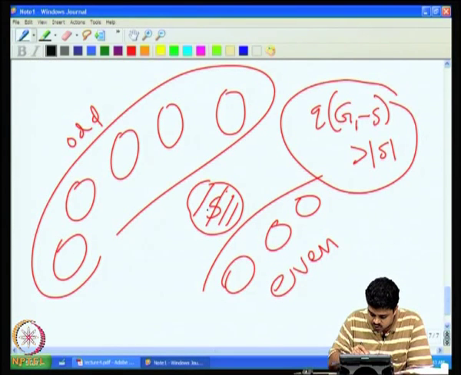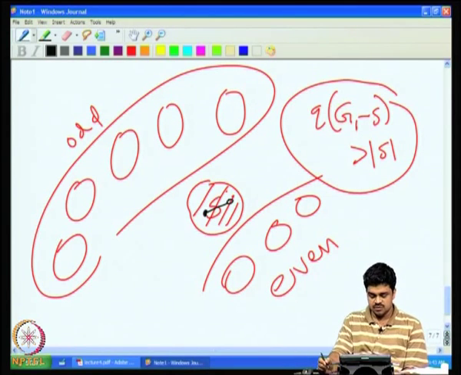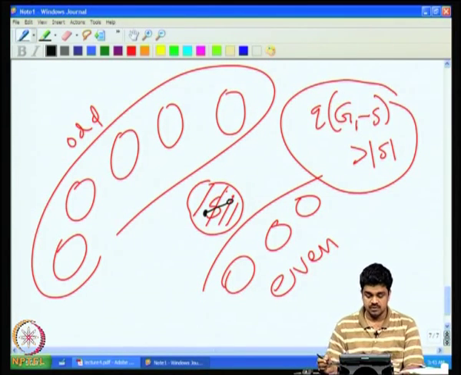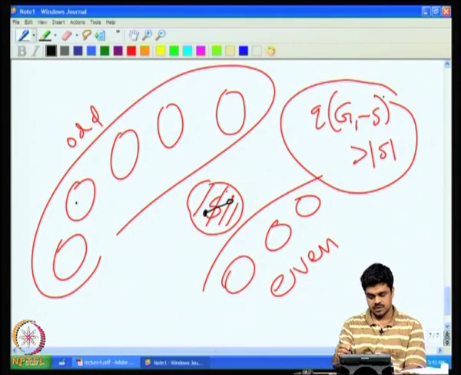For instance, if that newly added edge was like this, with both end vertices inside S, then the picture is not going to change for G also, because the cardinality of S is not going to change, neither is the number of odd components going to change. So, this inequality will still be true in G.